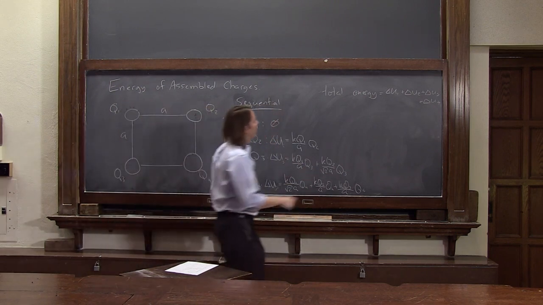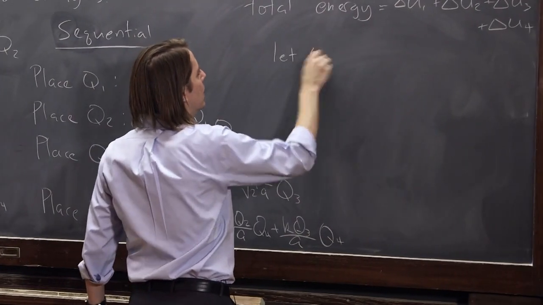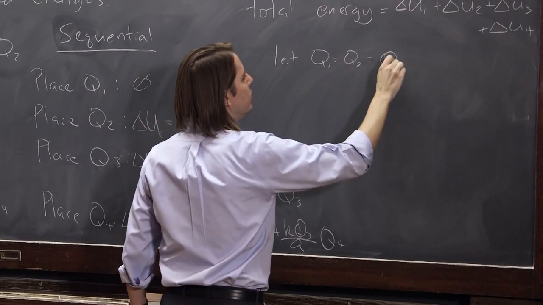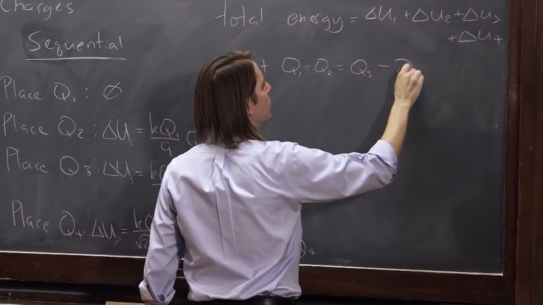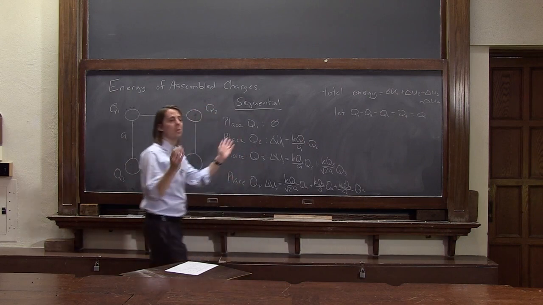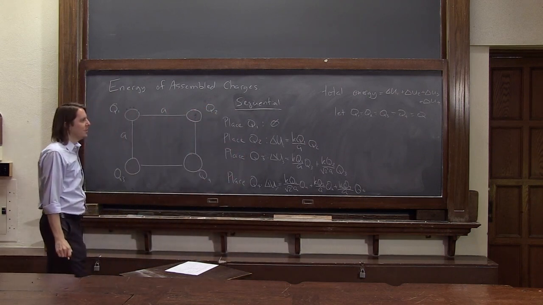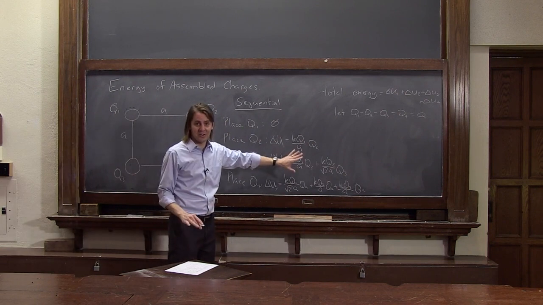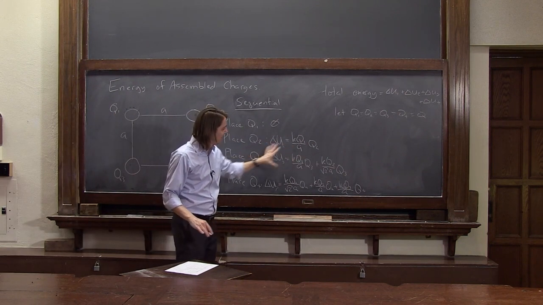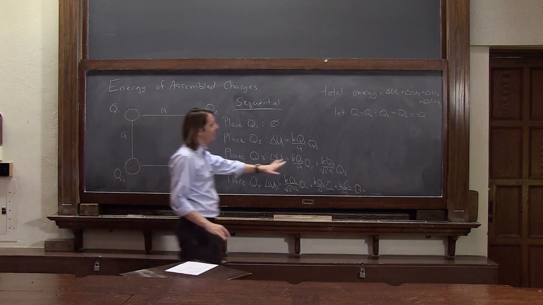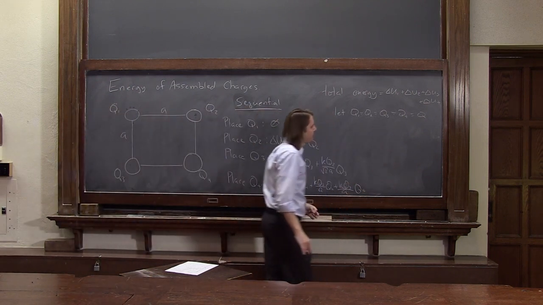Let's do a little shortcut. Let's let Q1 equal Q2 equal Q3 equal Q4. Let's just call them all Q. Let's say they were all the same magnitude in the first place. If I'd done that at the beginning, this wouldn't have made a lot of sense. It made a huge amount of sense as I did it, but now that we've done this part, let's let all the charges be the same.